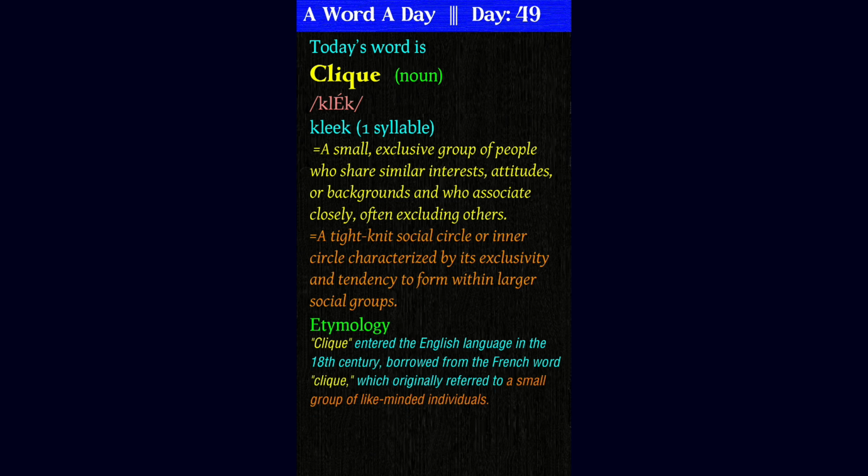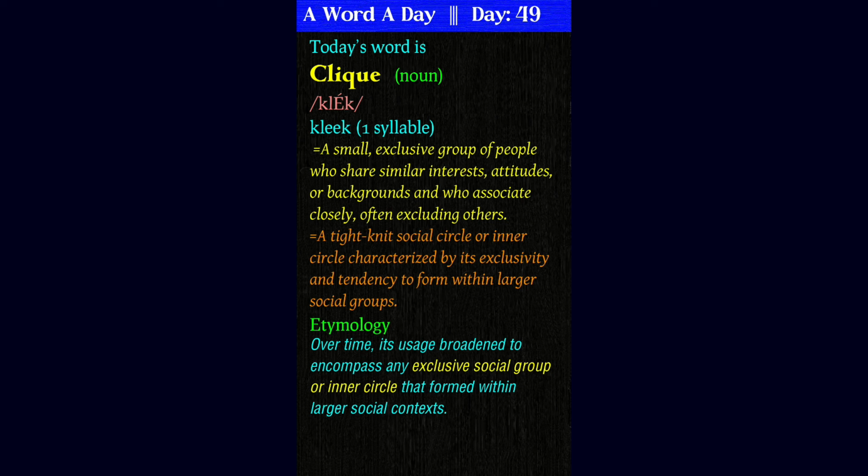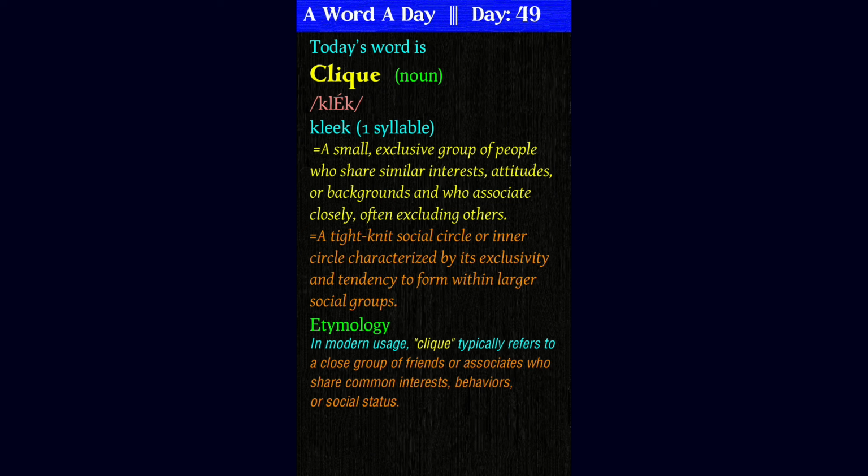Etymology. Clique entered the English language in the 18th century, borrowed from the French word clique, which originally referred to a small group of like-minded individuals. Initially, clique was associated with political factions or small circles of influential individuals. Over time, its usage broadened to encompass any exclusive social group or inner circle that formed within larger social contexts. In modern usage, clique typically refers to a close group of friends or associates who share common interests, behaviors, or social status. It often carries connotations of exclusivity and can sometimes imply a sense of elitism or snobbery.